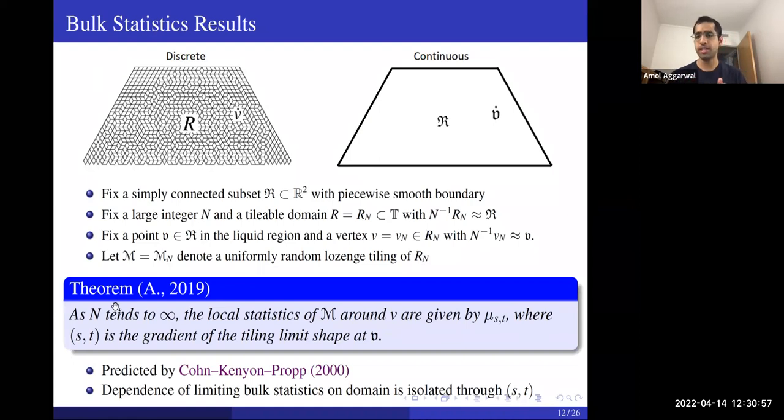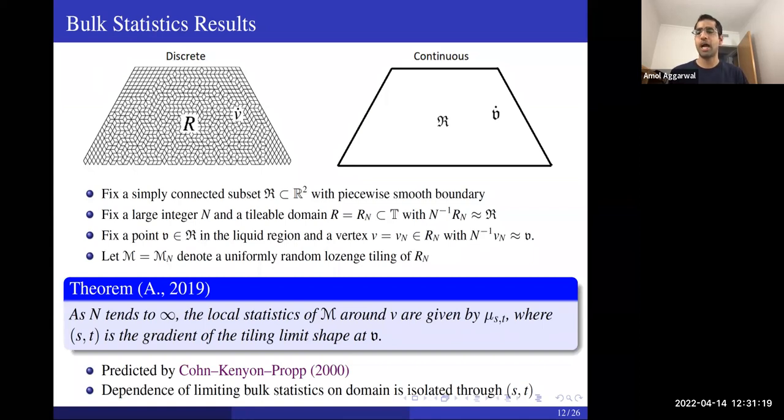This is predicted by Kenyon and Okounkov in 2000, and you can see that these local statistics contain a ton of information. They contain all local correlation functions of tiles. I can ask myself, what's the probability of having a vertical tile at, let's say, 0, 0, 1, 3, 5, 7, 10, 5.